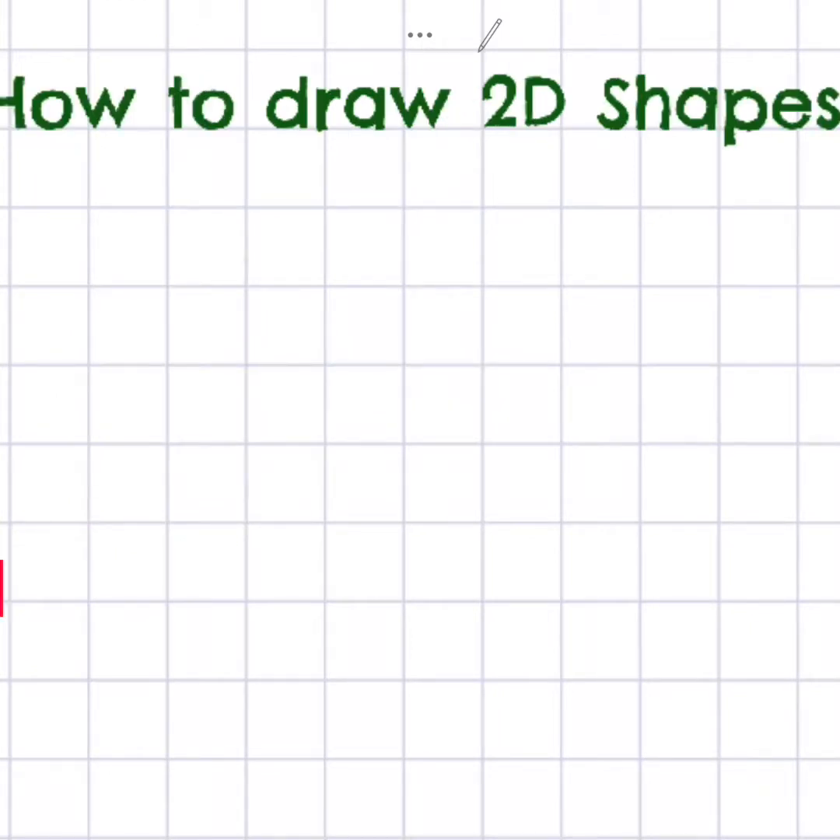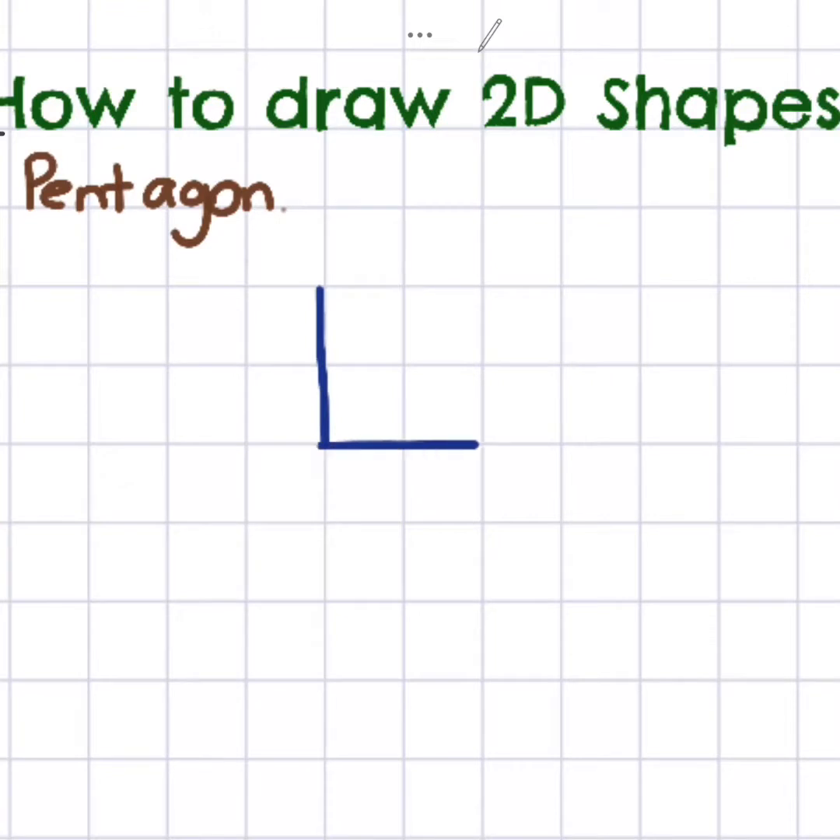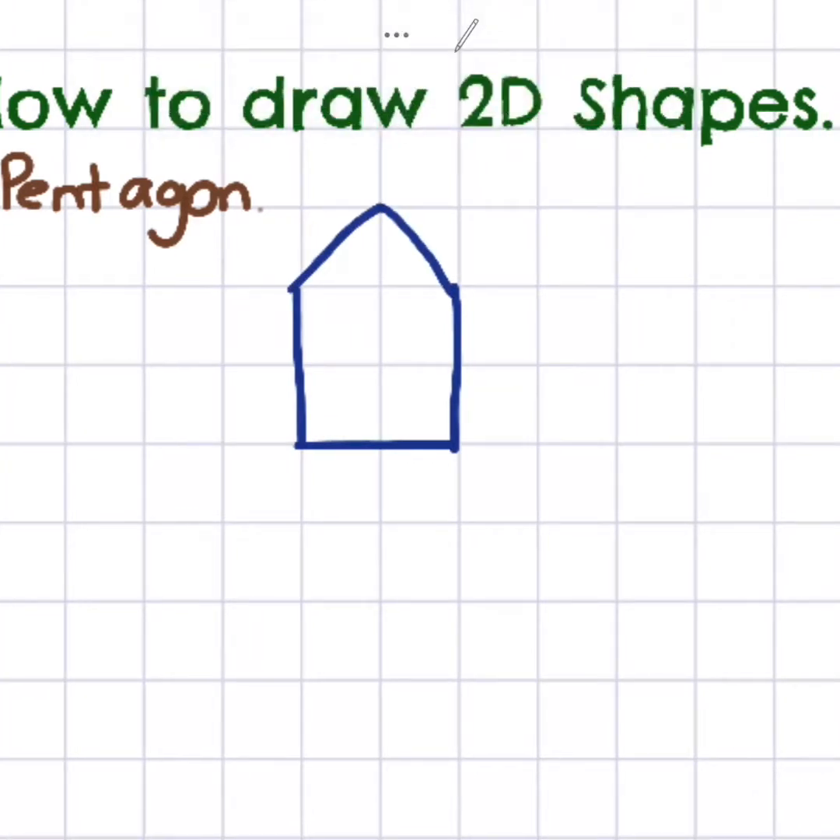All right, so let's have a look at how do we draw some 2D shapes. So we've had a look at the basic 2D shapes. Now I'm going to show you how to draw 3 less common 2D shapes. The first one is a pentagon. The easy way to remember a regular pentagon is it kind of looks like a house, the outline of a house. So you've got the base of the house and then you draw the roof on. What it's actually made up of is a rectangle and a triangle.